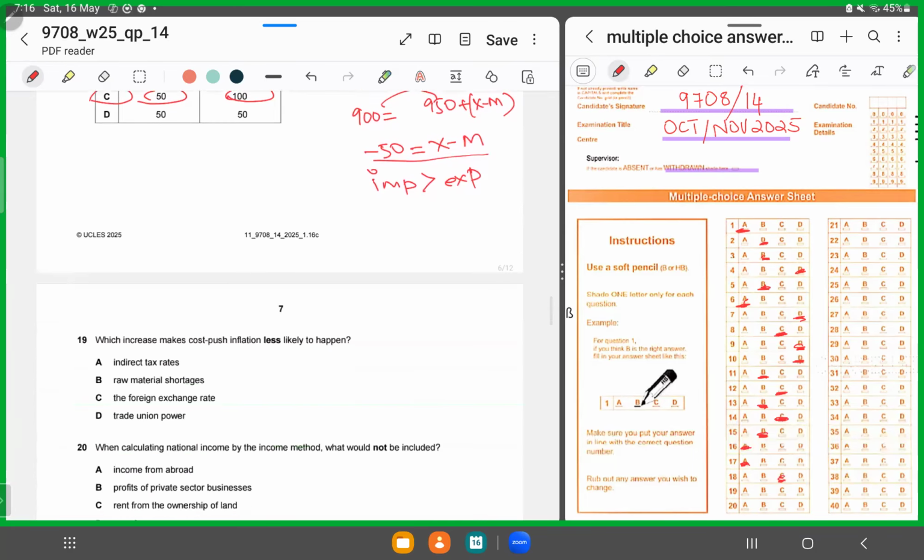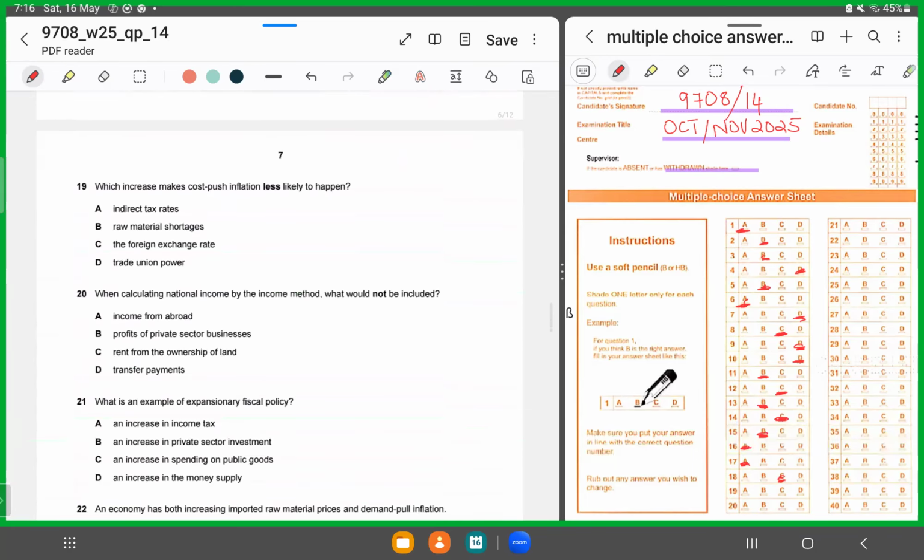Moving forward, MCQ number 19. Which increase makes cost push inflation less likely to happen? This means out of these four options, this increase would not cause a cost push inflation. Indirect tax rates would cause an increase in producers' cost and would increase the prices of goods.